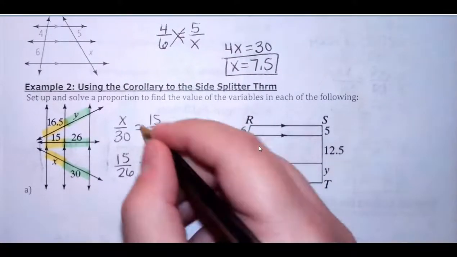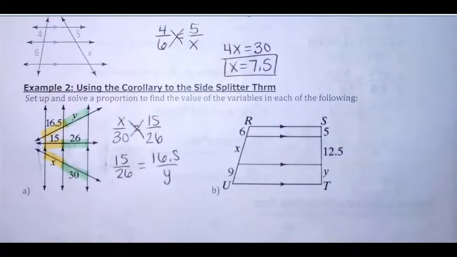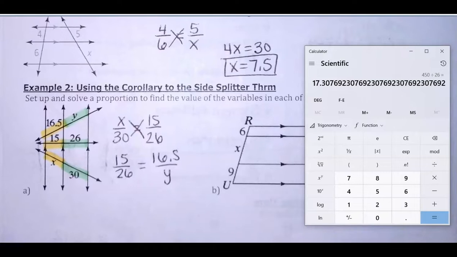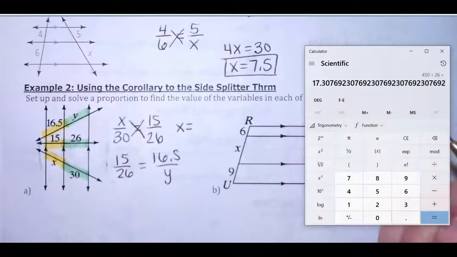So for the x, if I do my cross multiplication there, we're going to do 30 times 15, and then we're going to divide that by 26. Okay, so x is going to be, let's just go ahead and round that to the nearest tenth since that's not a nice number. Let's say that's going to be about 17.3.